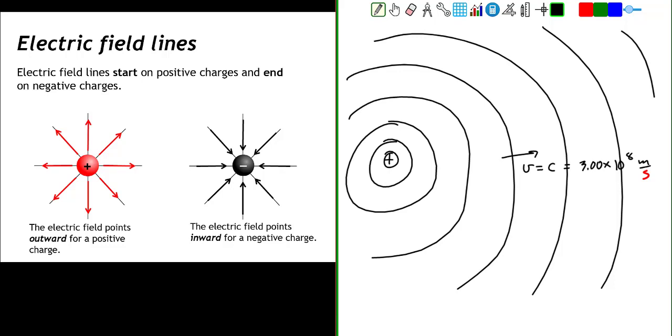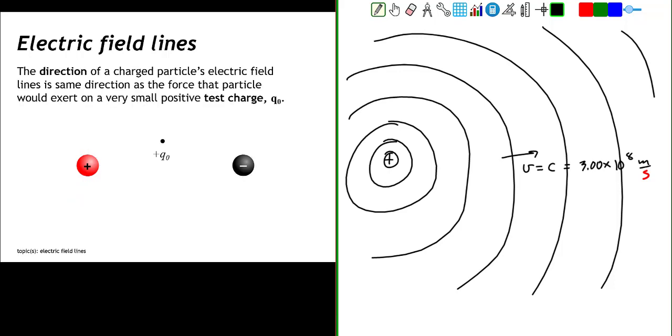So the field lines for positive charges will always begin on a positive charge and point away, while the electric field lines for negative charges will always end on the charge pointing towards it. If you want to know how to determine the direction of a charge's electric field, the direction of a charge's electric field is the direction of the force that that particle would exert on your test charge.